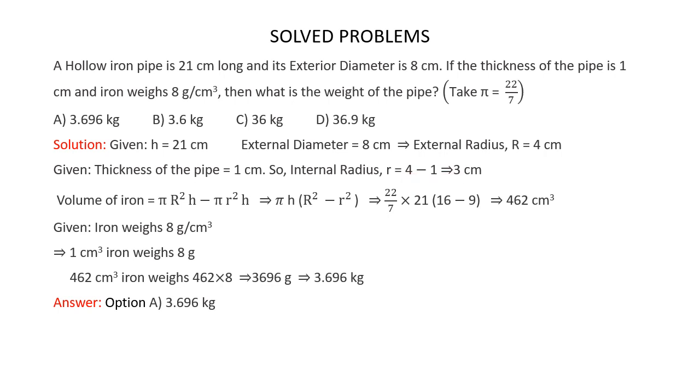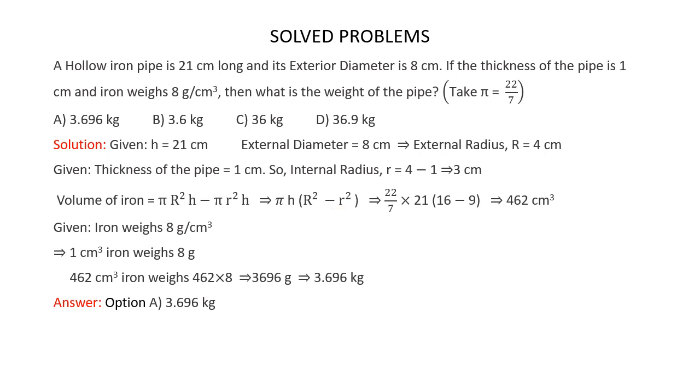So let's substitute these values in the formula here. So volume of iron is equal to pi R squared h minus pi r squared h. Here if we take out pi multiplied by h as common, we get volume of iron is equal to pi multiplied by h multiplied by R squared minus r squared.